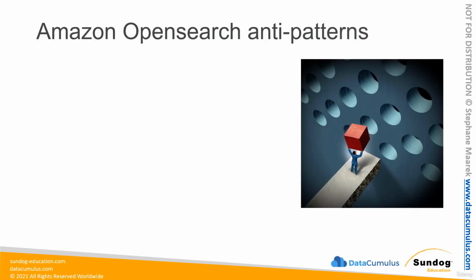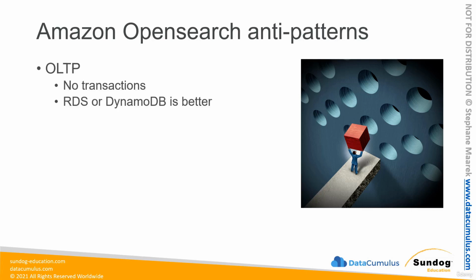There are some anti-patterns and ways you should not be using Amazon's OpenSearch Service. These come straight out of the AWS Big Data White Paper, which again I strongly encourage you to read. One is OLTP. Although it is really fast, it's not really intended to be hit like a web service, so it doesn't have any transactional support like a real database would. If you're going to be doing stuff like that, RDS or DynamoDB might be a better choice.